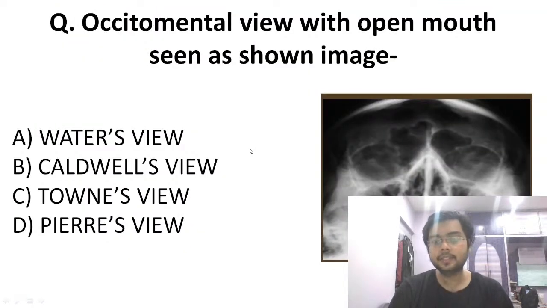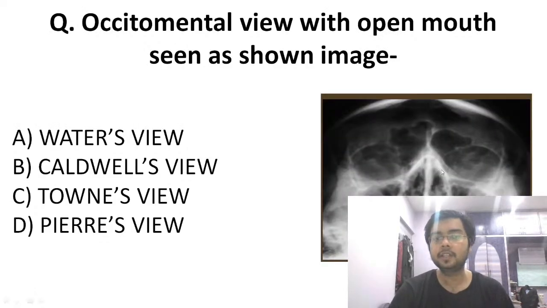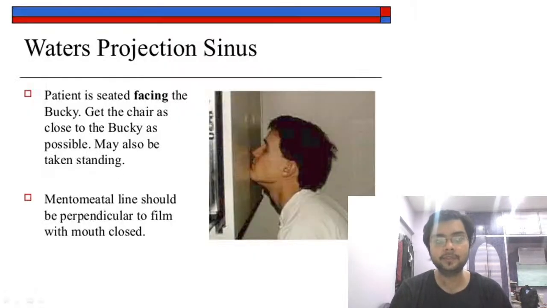So the answer here is Perez view. And if you see this X-ray of occipitomental view, the answer here is Waters view. So what is the difference? The difference is just the closing and opening of the mouth. Here you can see two sphenoid sinuses through the open mouth, and this is the Perez view.